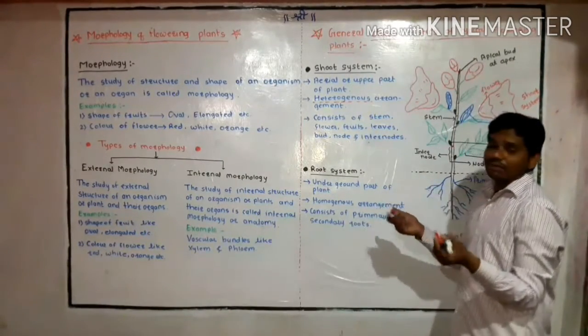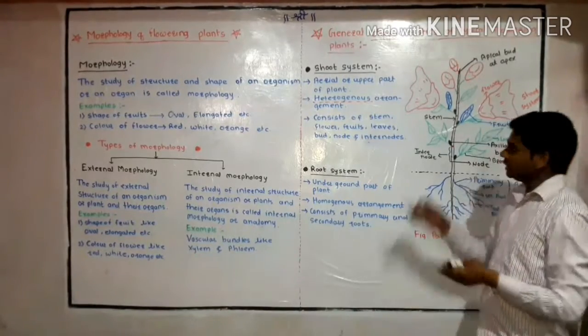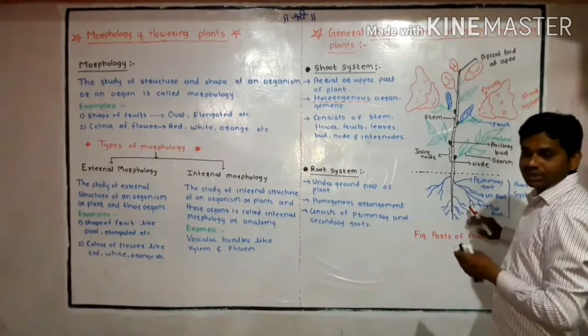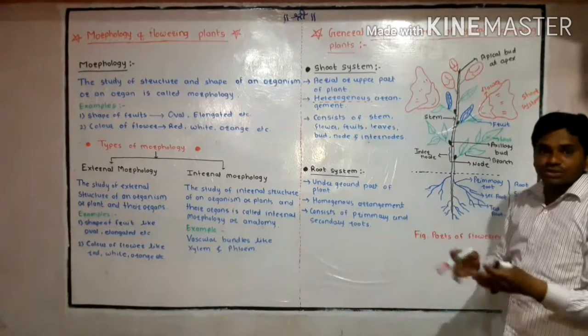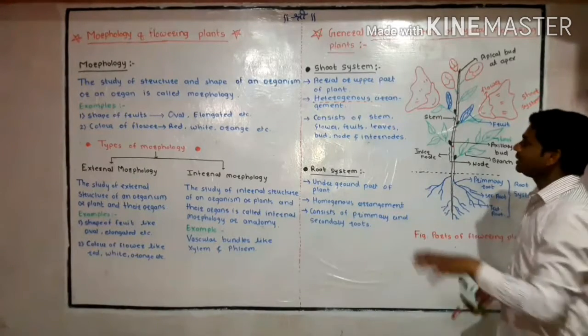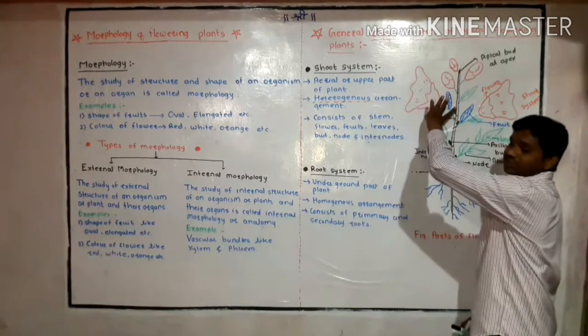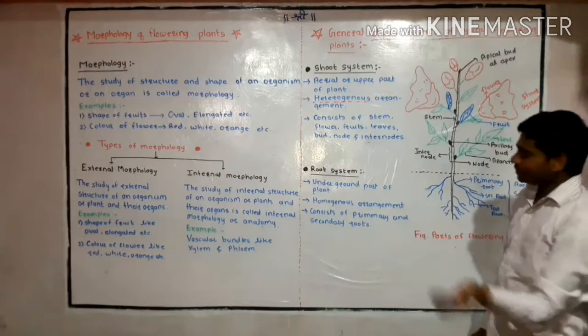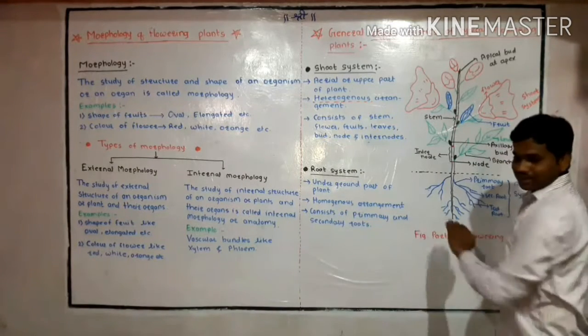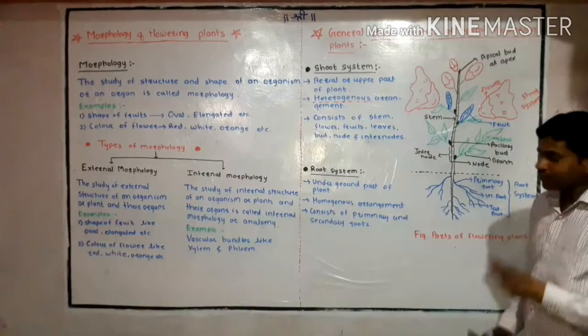The heterogeneous type of arrangement: is it present in the shoot system, the root system, or both? You have to pick the right answer. The heterogeneous arrangement is present in the shoot system. Now another part is the root system. Another part of the plant is the root system.